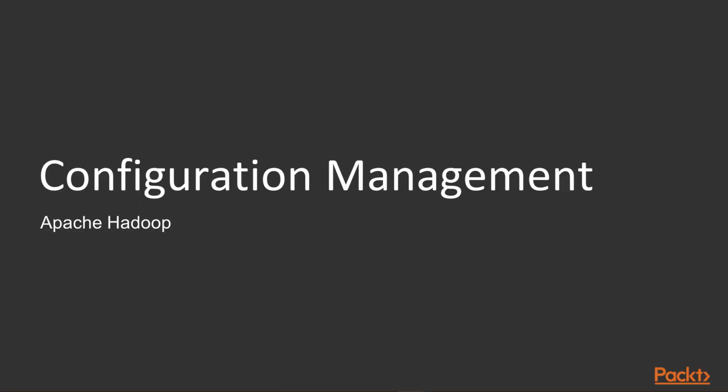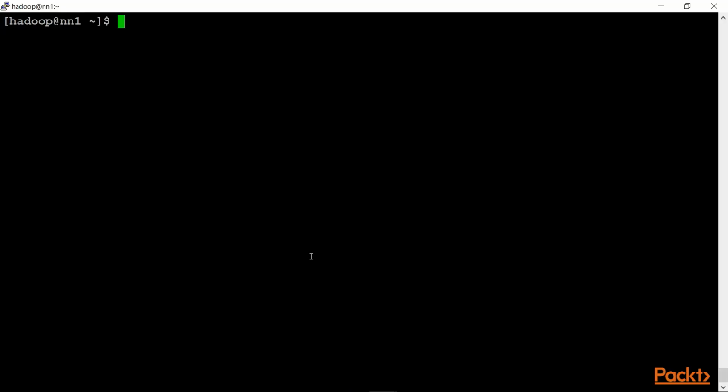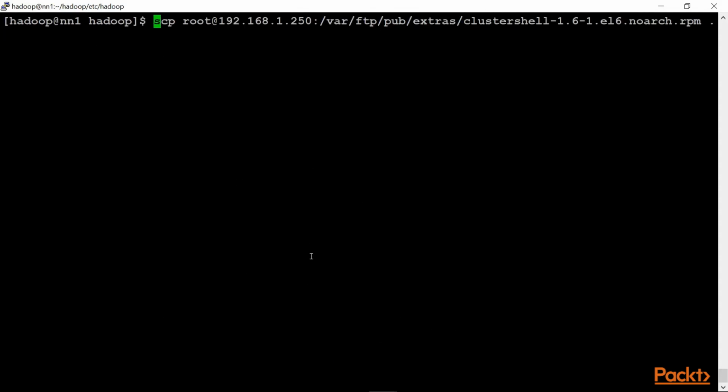Now let's look at configuration management of the Apache Hadoop distro. We can manage each service configuration and push it across nodes. This can be done either by using scripts or commands, or you can use configuration management tools like Puppet or Chef. For example, a simple approach: I'm sitting on one particular node, I change to the configuration directory, and I have configurations here. I can simply do an SCP. For example, if I'm changing any particular configuration, I'm just copying that file across the cluster using a simple SCP to all nodes.